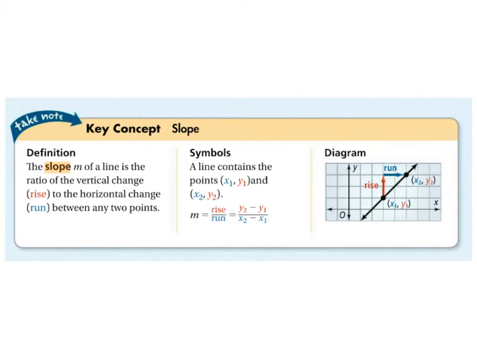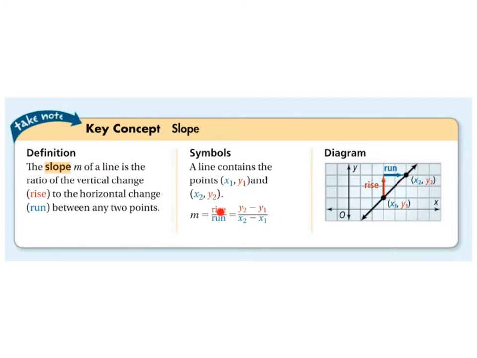how much you run. And if you had the graph of it, you could count the units for rise over the number of units that it runs to get back onto a different point on the line, and then simplify the fraction if you need to, and you'll have the slope. You can also do it with 2 points.